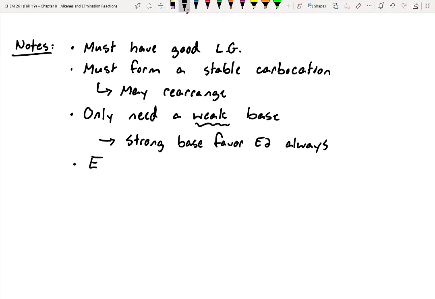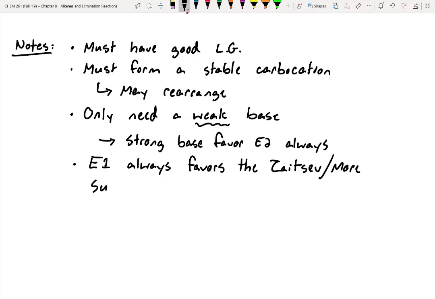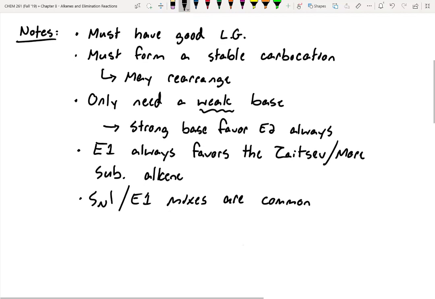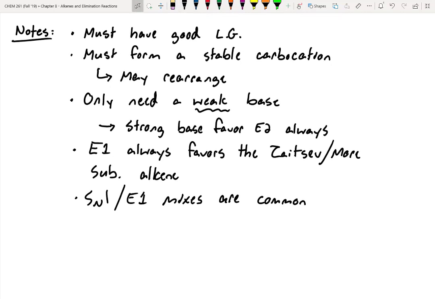And then E1 always favors the more substituted alkene, which is called the what? Is it Zaitsev or Hoffman? It always favors the Zaitsev, more substituted alkene. Then SN1/E1 mixes are common. All right. There are some tricks to favor E1 chemistry, though.